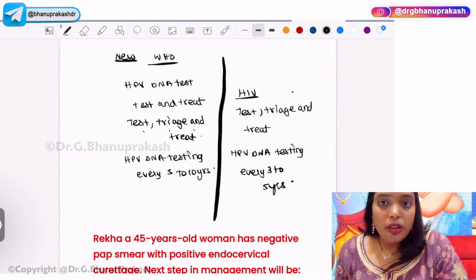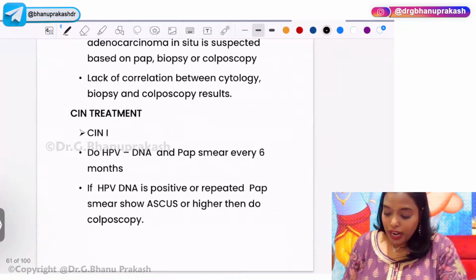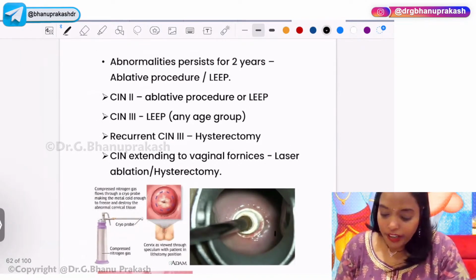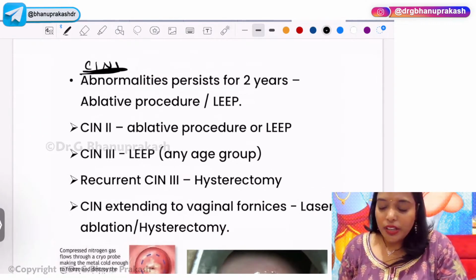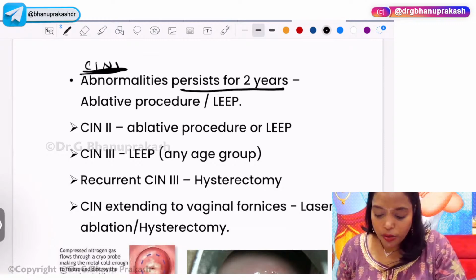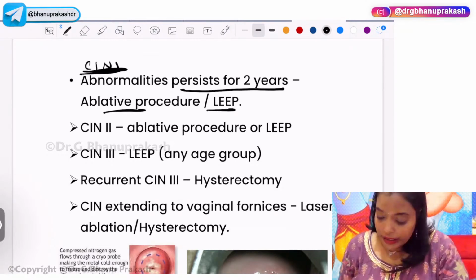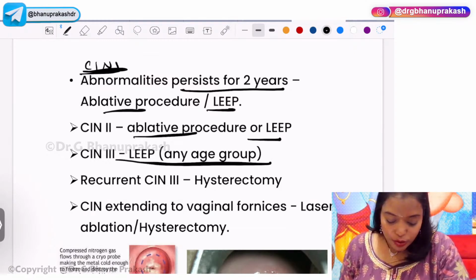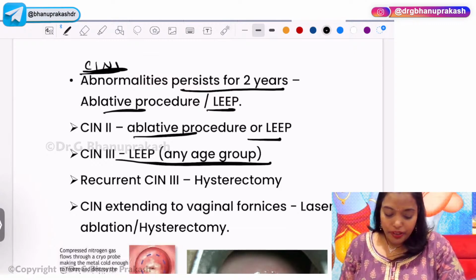Right. Now, how do we treat a patient with CIN? We mainly have 3 modalities of treatment. CIN 1, you can wait and watch up to 2 years with pap smear and HPV DNA testing. If abnormalities persist beyond 2 years, you can do either ablation or LEEP. For CIN 2, it is either ablation or LEEP. But for CIN 3, it is LEEP for any age group.